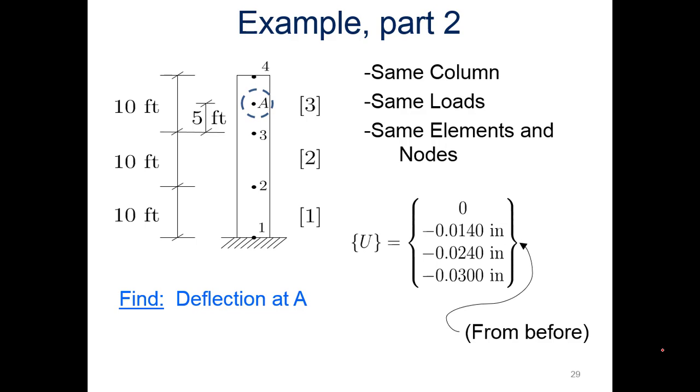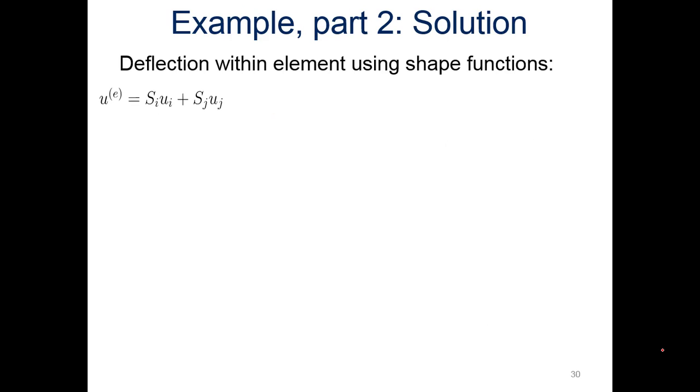So how are we going to get node A? Well, we came up with that equation, right? The shape functions describe the shape of the deflection in our elements. So we just have to come back and apply those in this situation. All right, so let's do that. So here's our equation. The deflection in some element is equal to the shape function at node I times the displacement at node I plus the shape function at node J times the deflection at node J. So let's put in those equations there for our shape functions.